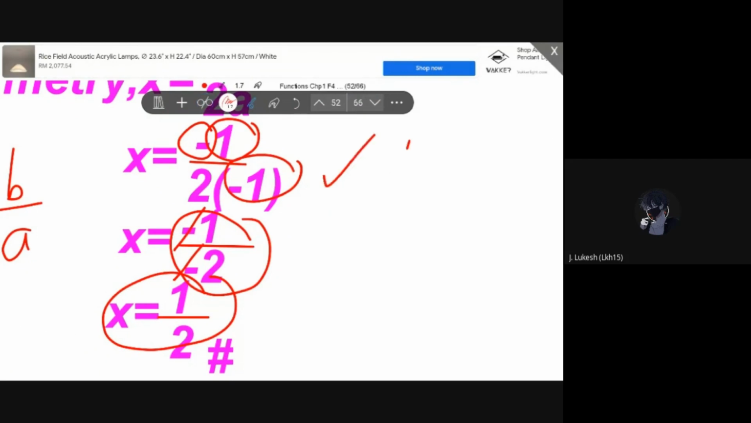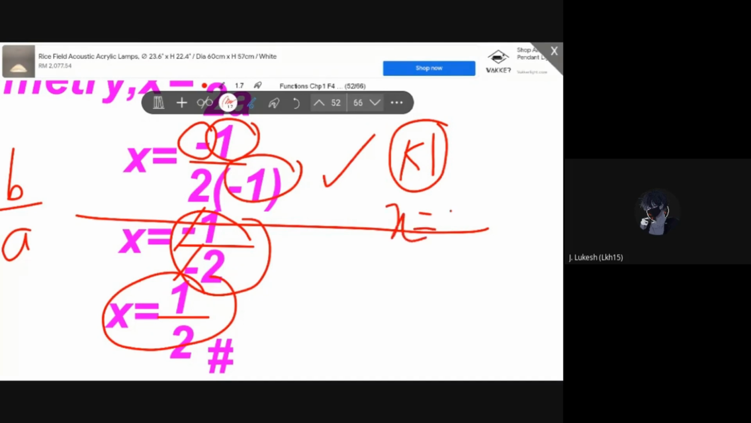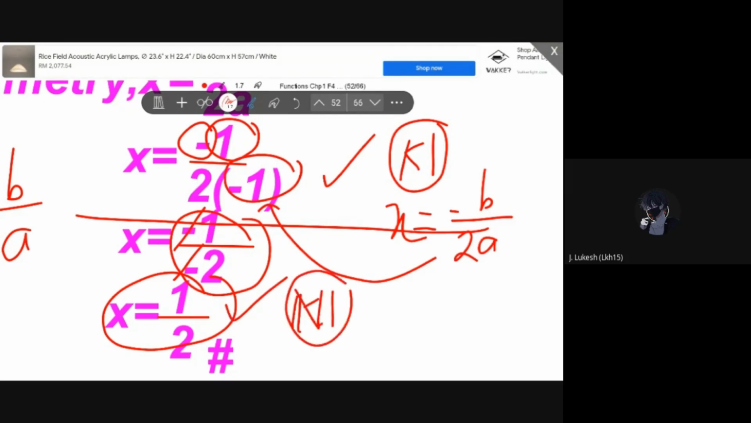Okay, so this one. Bila kamu boleh tunjuk step ni, kamu akan dapat K1. K1 tu maksud kerja, jalan kerja kamu. Bila examiner atau pemeriksa nampak saja step ni, kamu akan diberikan 1 markah. Sebab kamu tahu formula persamaan paksi simetri. You know the formula of axis of symmetry. X is negative B over 2A. That's why kamu boleh buat langkah ni. Okay? And then, of course, jawapan akhir, kamu juga dapat 1 markah juga. So, total 2 markah. So, boleh faham macam mana pemberian markah?